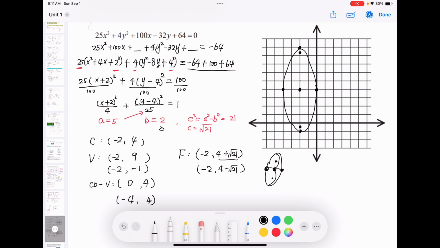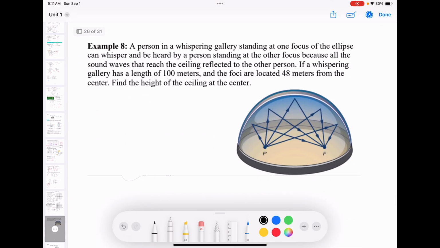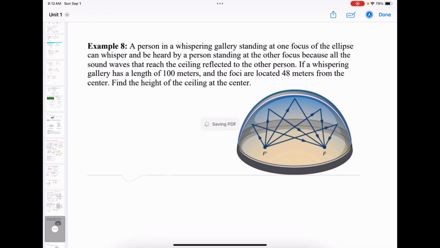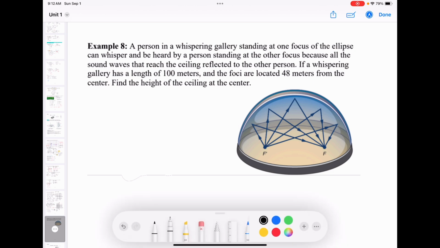Okay. Let's see the next example, example 8. So a person in a whispering gallery standing at one focus of the ellipse can whisper and be heard by a person standing at another focus, because all sound waves that reach the ceiling are reflected to the other person. You can also search online what a whispering gallery is. The cross section of the whispering gallery is half of an ellipse.